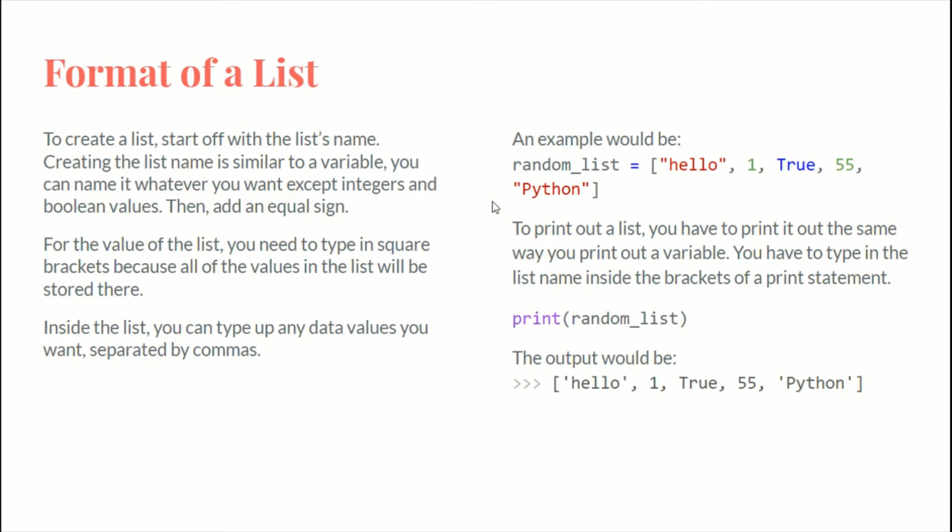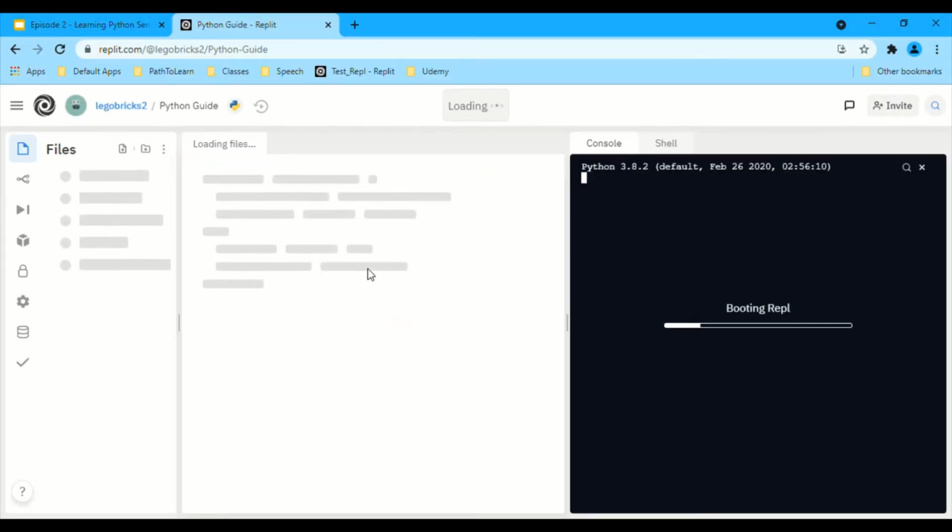To print out this list, you have to print it out the same way you print out a variable. You have to type in the list name inside the brackets of a print statement. So if we run this in the console, the output would be the list that we wanted to print out. Let's go back to the REPL that we created in the last episode.